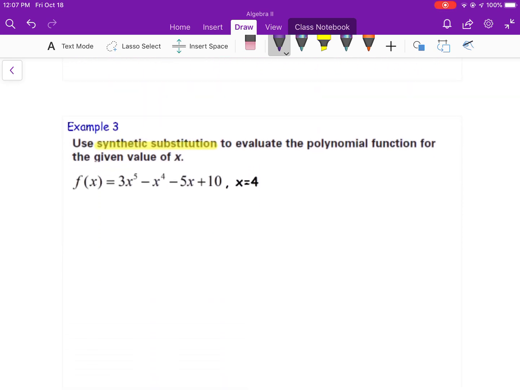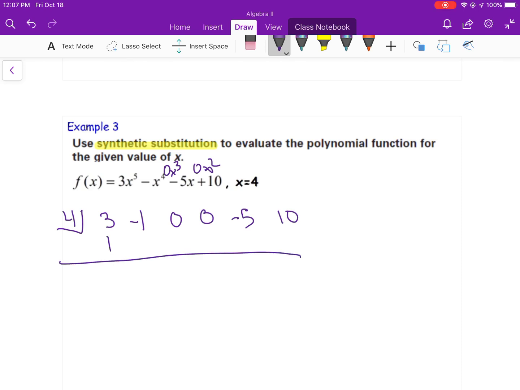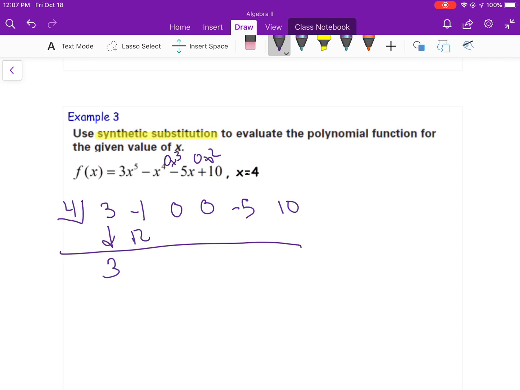Okay, I'm going to try another one. Here, let's put in the 4. Be careful. I've got 3, I've got -1. There is no x to the 3rd. There is no x to the 2nd. So I am going to have to put 2 zeros this time. -5 and 10. So drop, multiply, it was just 12. Add together, it's 11. 44.